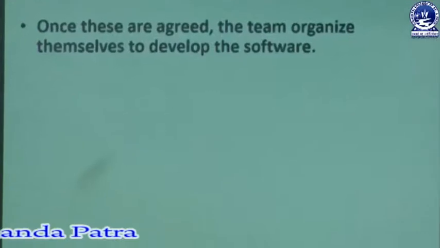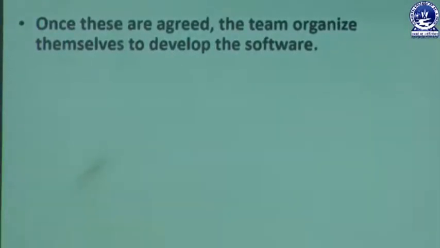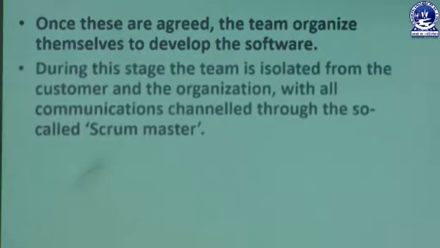then the team organizes themselves. We will organize ourselves to develop the software. Then the team will make up their mind that we have to develop the software which will accommodate the features and the functions from the product backlog according to the customer's requirement. And once the team is organized, then we will go for developing. During this stage, the team is isolated from the customer and the organization. The only communication channel is the Scrum Master.